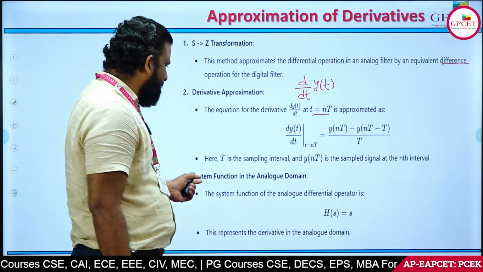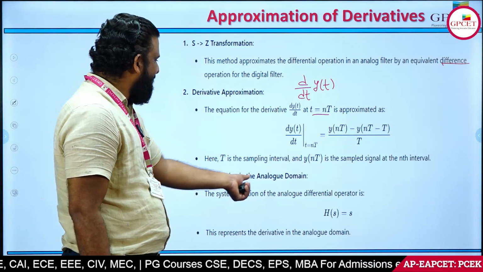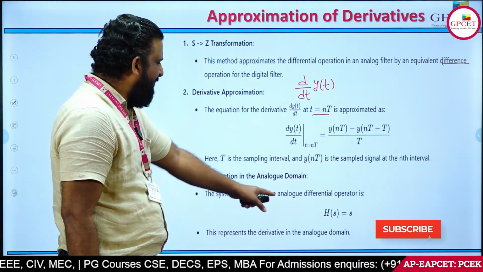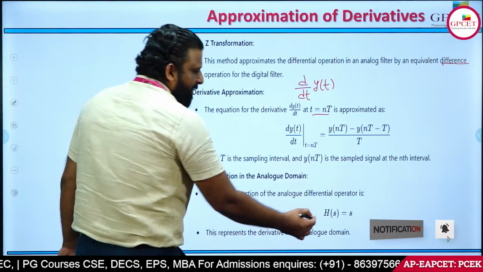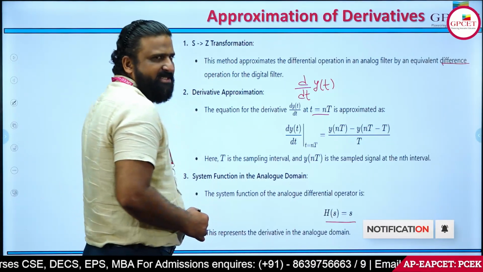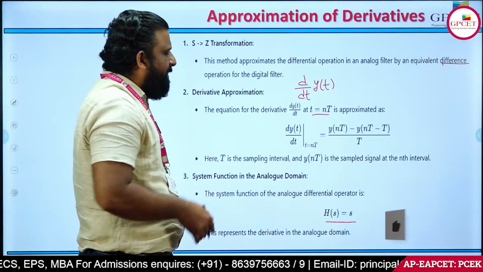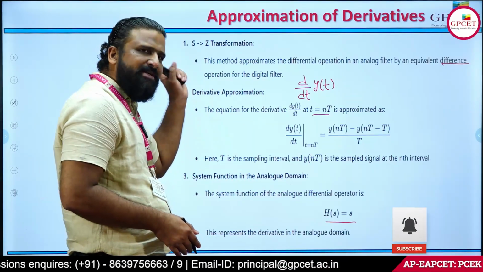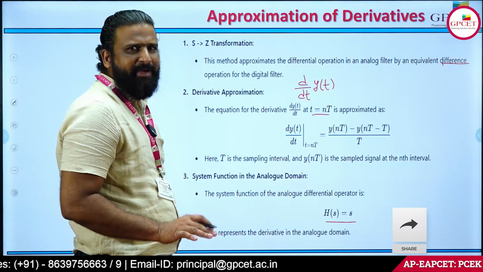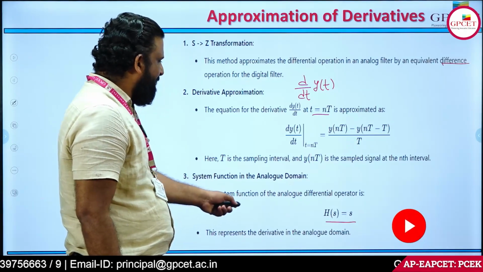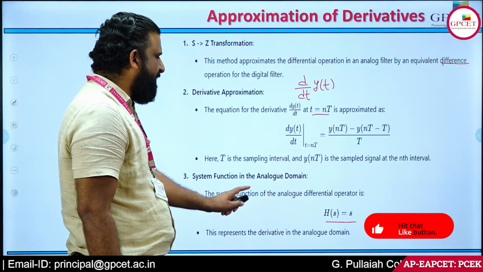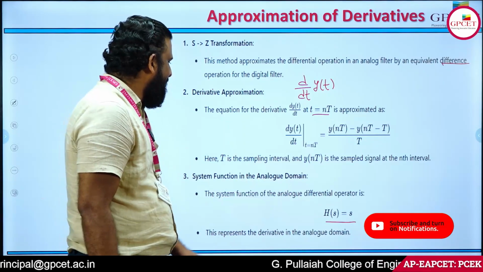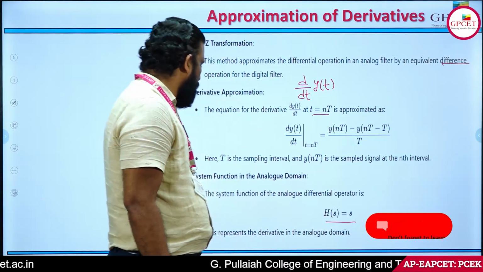Now what happens after that? The system function in the analog domain. The system function of the analog differential operator is H of s equal to s. Why? Because we have already designed this H of s, the transfer function of the analog filter, using the two methods, Chebyshev and Butterworth filters. We know that H of s will already be given in the problem. So this represents the analog form of the system function.